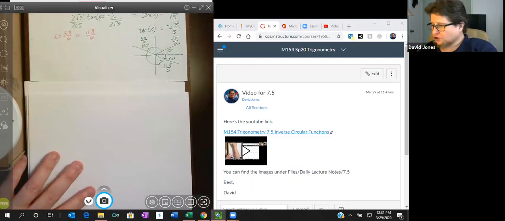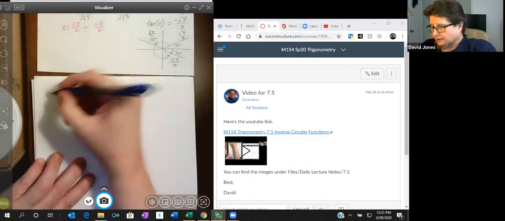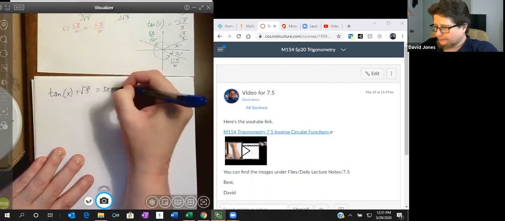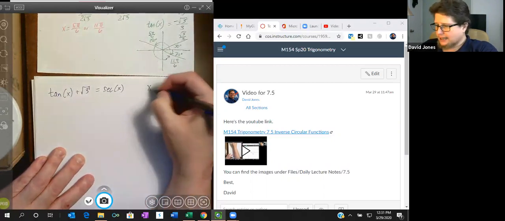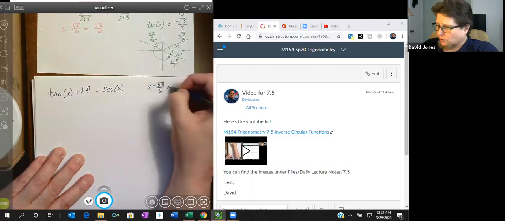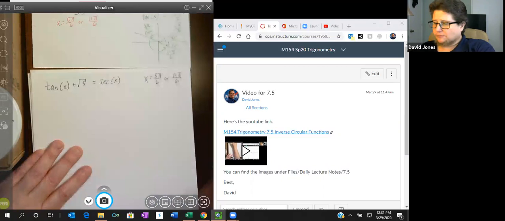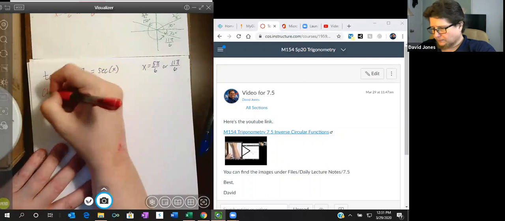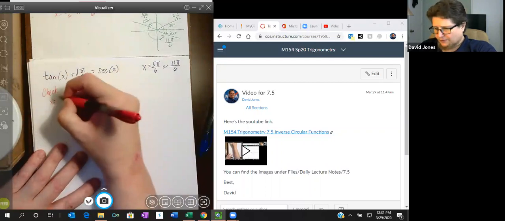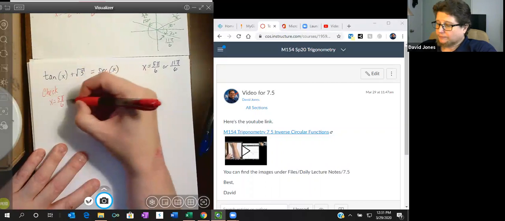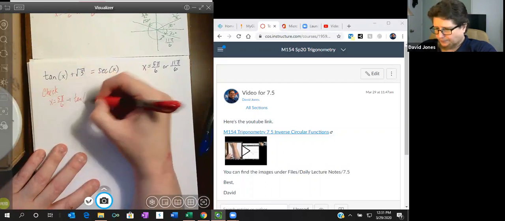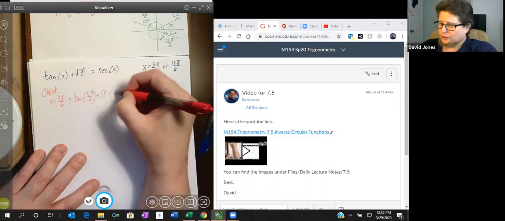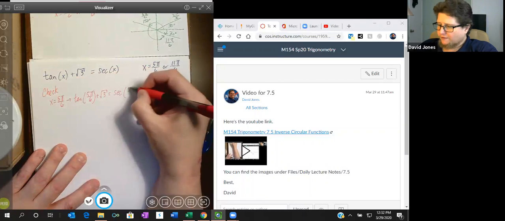Now, my initial equation was tangent x plus square root of 3 equals secant x. And we said x equals 5 pi over 6 or 11 pi over 6. We're going to check them. X equals 5 pi over 6, plug it in. Your tangent of 5 pi over 6 plus root 3, does that equal secant of 5 pi over 6?